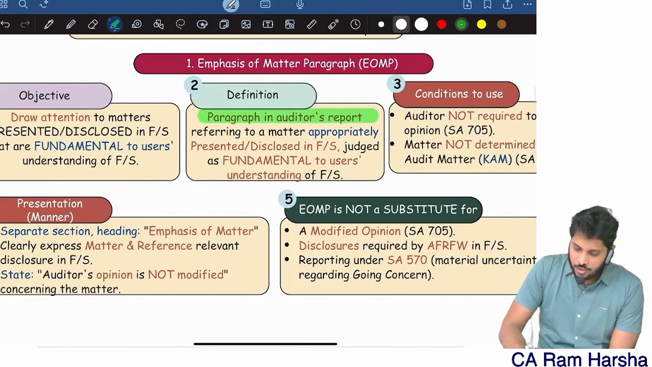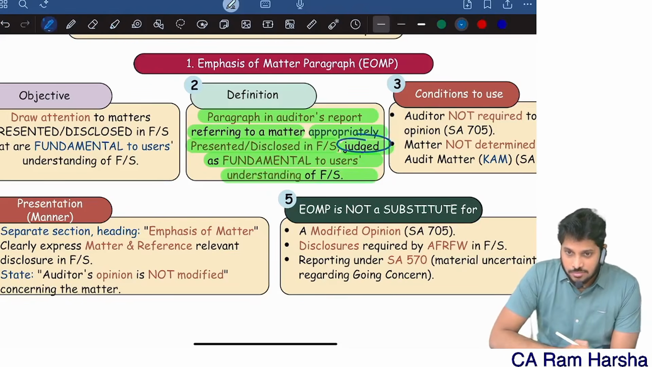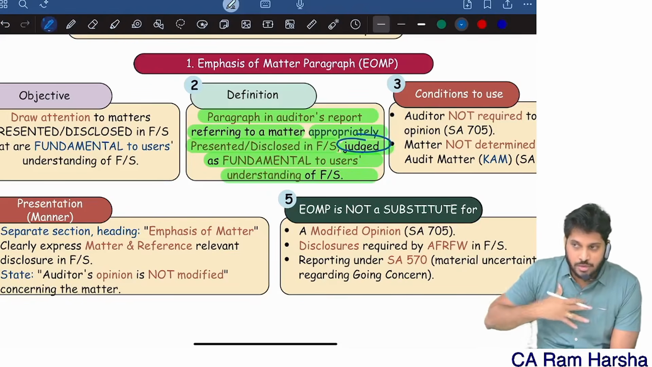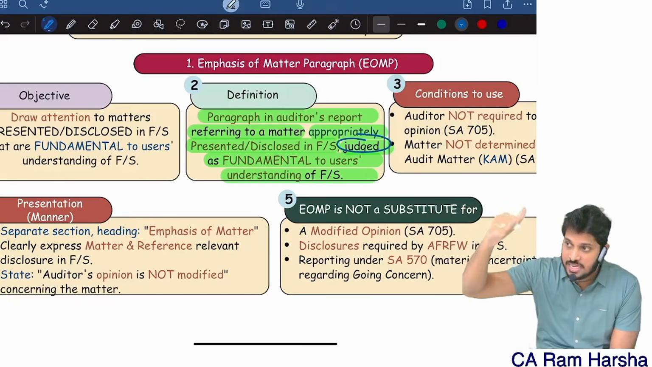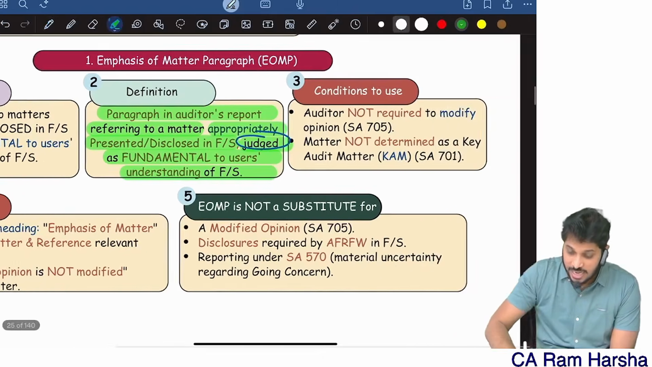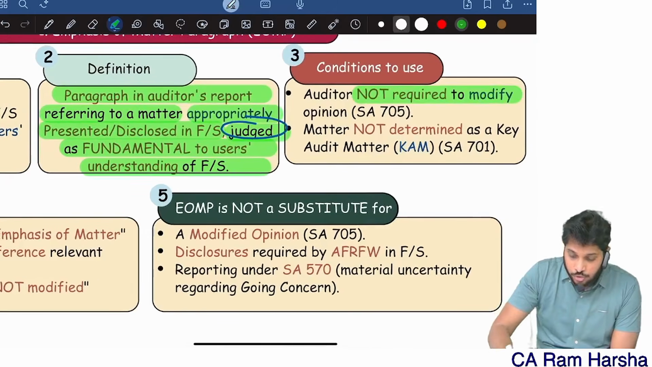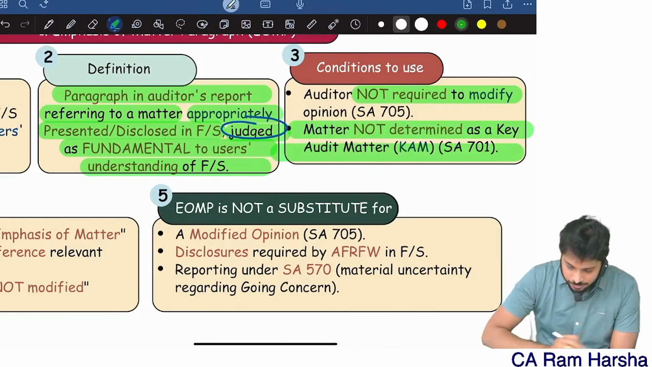It's a paragraph in the audit report referring to a matter appropriately presented or disclosed in financial statements, judged as fundamental to the user's understanding. Who will judge this? Auditor. So whatever matter is fundamental for users' understanding, I will draw that matter in my audit report. Conditions: that matter you can emphasize only when you don't modify on that, and that is not decided as a key audit matter.